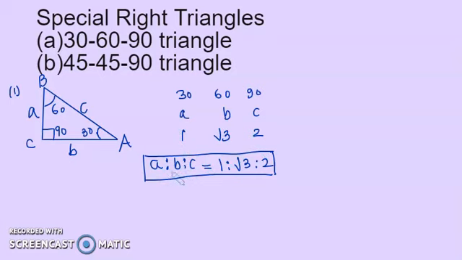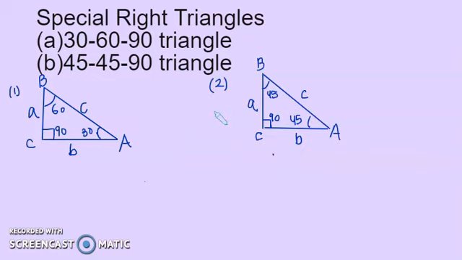We will solve some questions based on these properties in the later part of this video. So let us now try to understand what the 45, 45, 90 triangle is and the ratio between the sides.